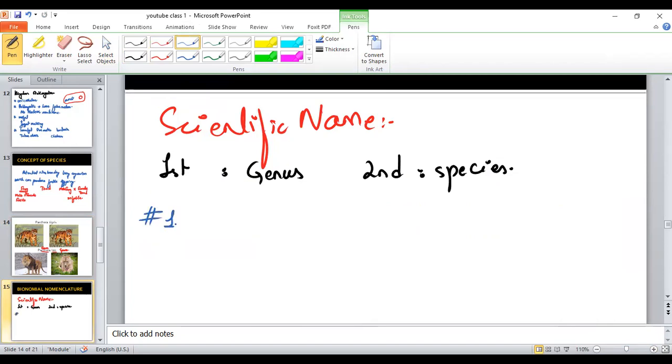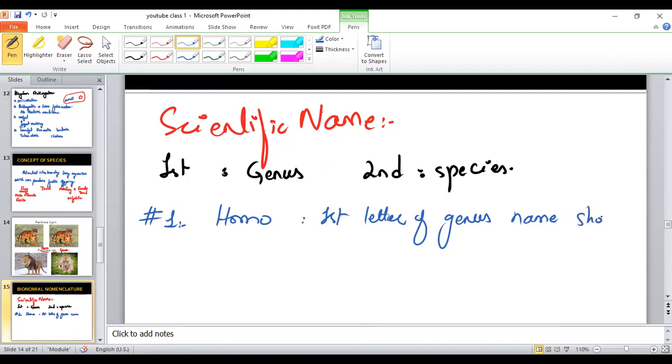Rule number one: the genus name will start with a capital letter. Like if we are writing for humans, let's suppose, Homo is the genus name. So the first letter of the genus name should be capital. Second, the species name is written with a lowercase letter.